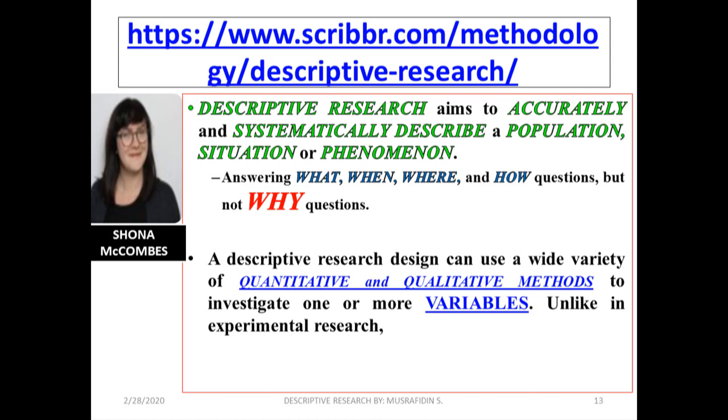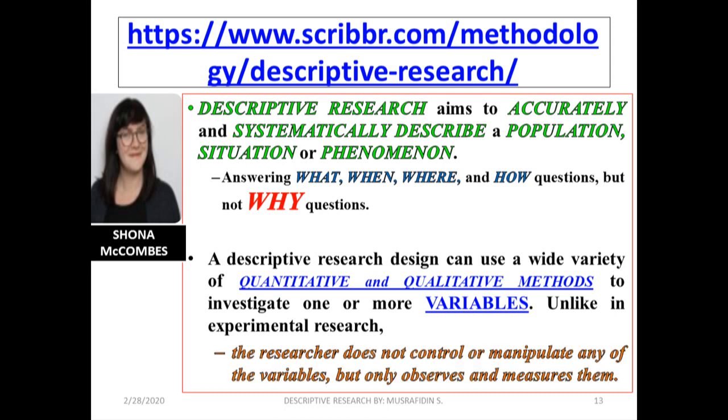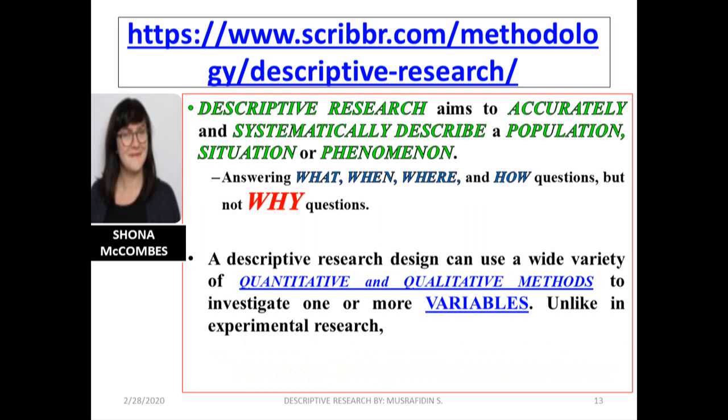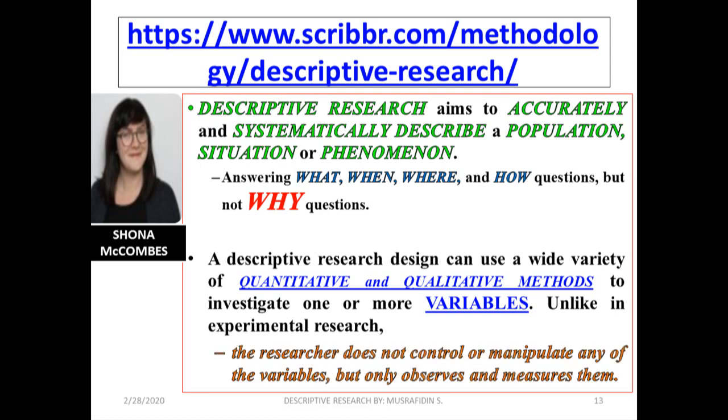Unlike in experimental research, the researcher does not control or manipulate any of the variables, but only observes and measures them. What does it mean? It means descriptive research can use quantitative or qualitative methods. You may investigate one or more variables, but if you are the researcher, you don't control or manipulate any of the variables. In fact, you only observe and measure the variables.